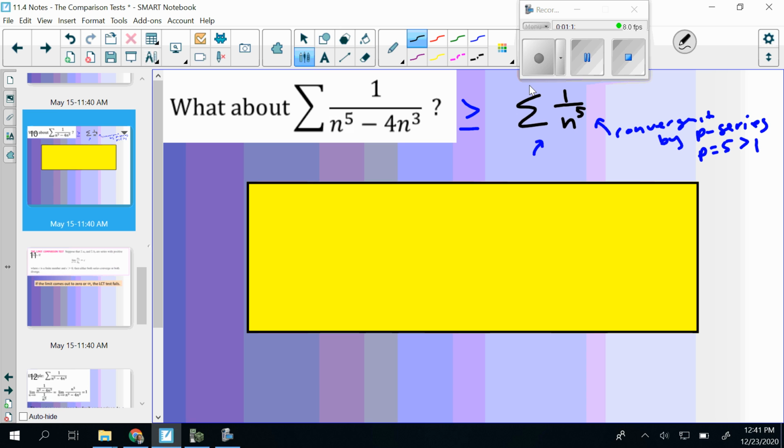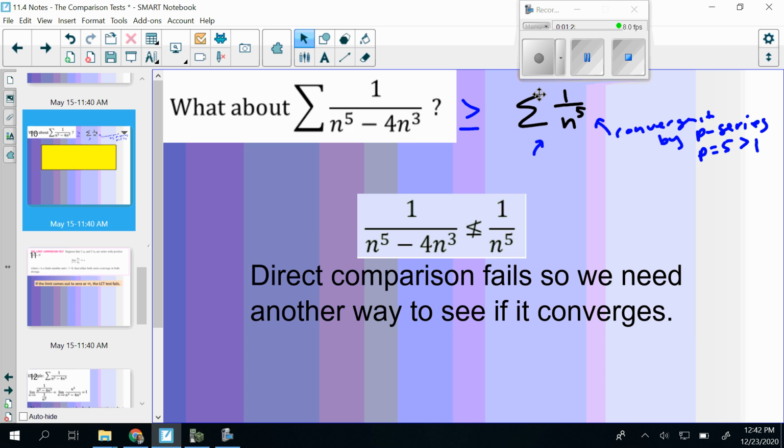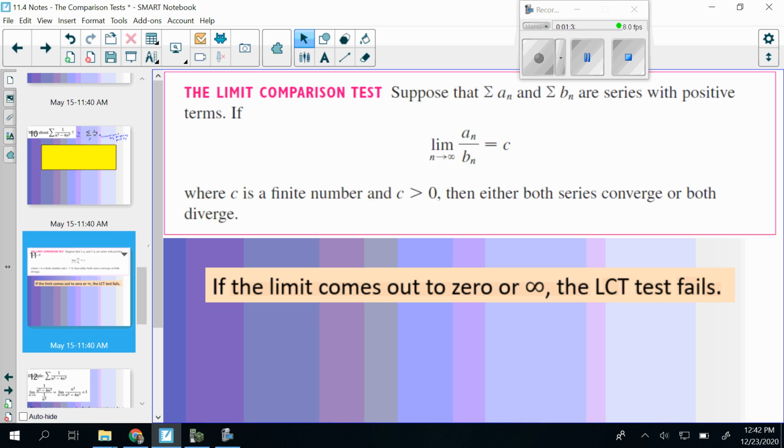So how can we determine then if it's convergent or divergent? Because our comparison test won't work in this case. It still could be convergent, but it also could be divergent. So what are we going to do? Well, direct comparison fails, so we need to see if there is another way that we can test this one. And there is. We're going to use something called the limit comparison test. So if you can't do a simple comparison, then try this one, limit comparison.